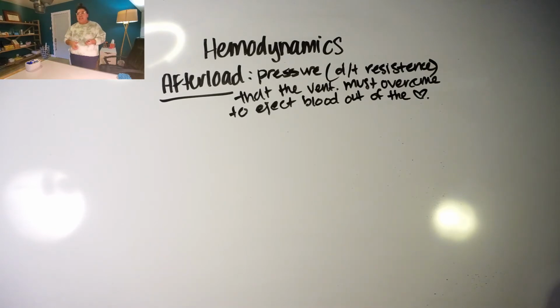opens outward, and then say there's a giant rock on the other side of it. You not only have to push that door open, but you have to push it against that resistance that's coming back on you. So if there's a lot of resistance, then it's going to be more difficult for you to eject blood. If there's not a lot of resistance, then it's going to be a lot easier to eject the blood, okay? So we measure afterload on the right side and the left side differently, okay?